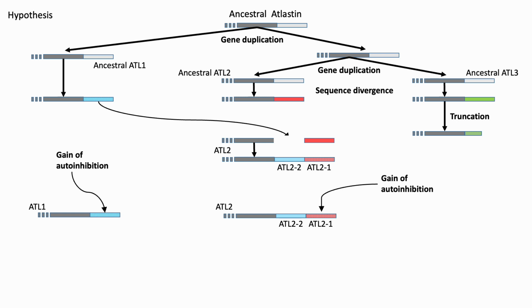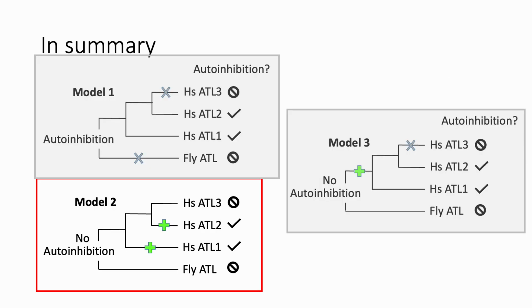In addition, gain of autoinhibition in ATL1 likely occurred after a copy was inserted into ATL2, since the copy in ATL2 does not perform autoinhibition. In summary, this corresponds with model 2, where autoinhibition was gained late independently in ATL1 and ATL2.